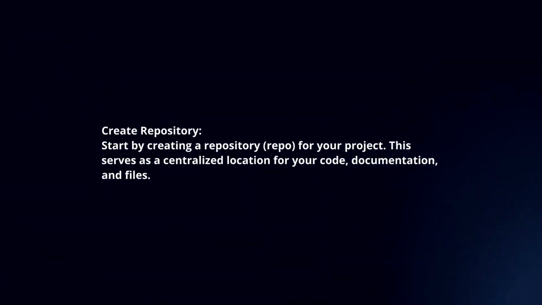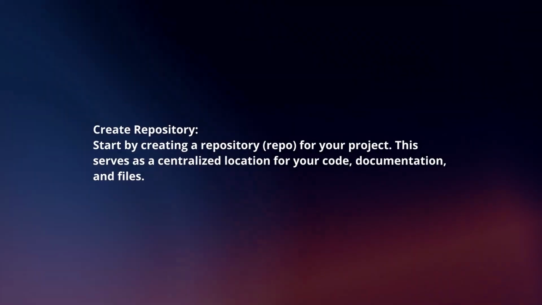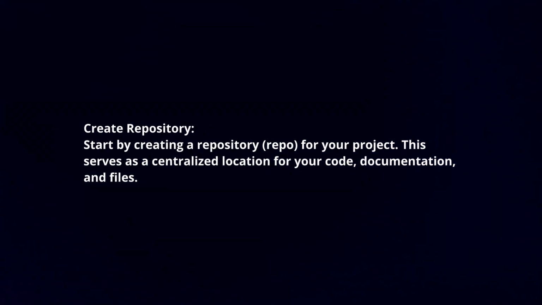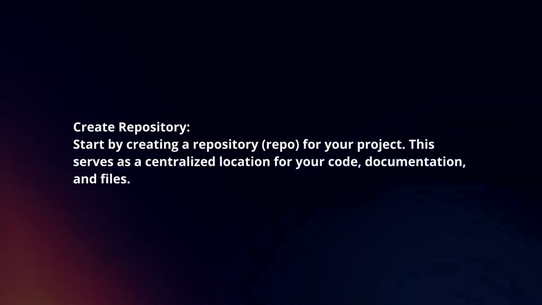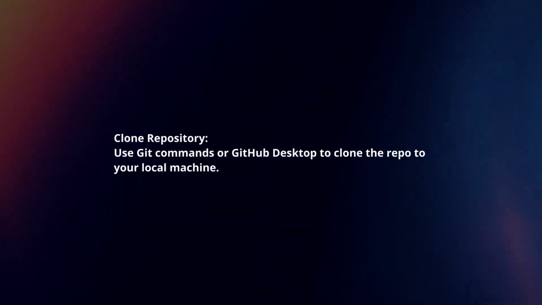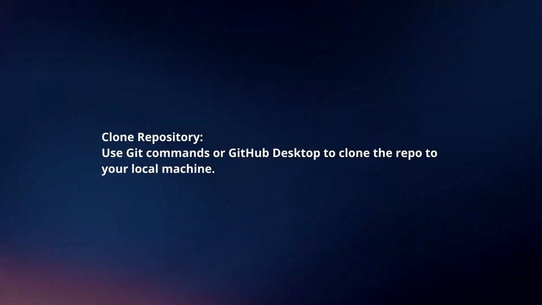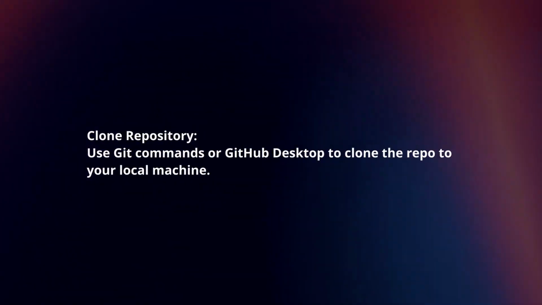Create repository. Start by creating a repository for your project. This serves as a centralized location for your code, documentation, and files. Clone repository. Use Git commands or GitHub Desktop to clone the repo to your local machine.